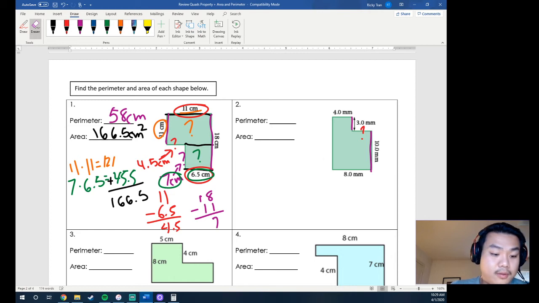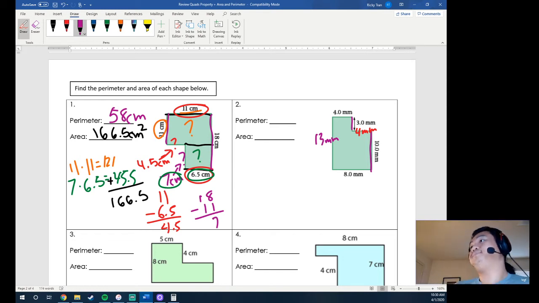13 centimeters. And then to find the red, we're just taking 4 and 8 and subtracting them from each other. So 8 minus 4 is 4. So this length here is also 4. Oh, this is millimeters, not centimeters. Whoops. It's millimeters. Come on. There it is. Millimeters. All right. So again, perimeter is all the sides.